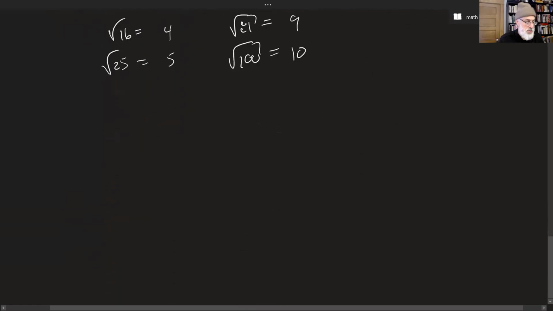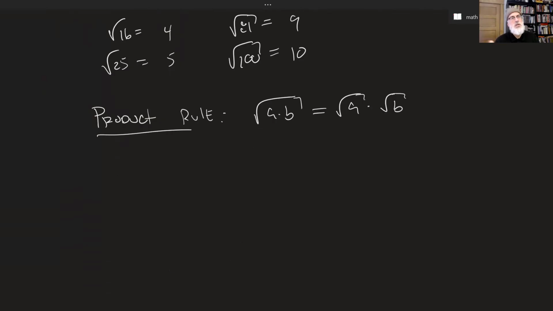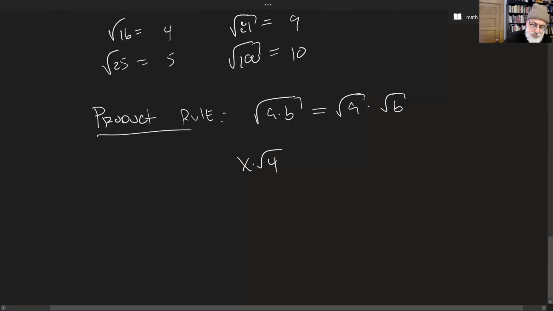All right, so let's get into some rules. In our previous lecture on exponents, we also had a product rule. The product rule says if I have the square root of a times b, I can separate these into two separate square roots. I tend to hook the root radical symbol just so that if I'm writing x times the square root of 4, it's clear what's inside and outside. So sometimes I'll hook it because I can get sloppy.